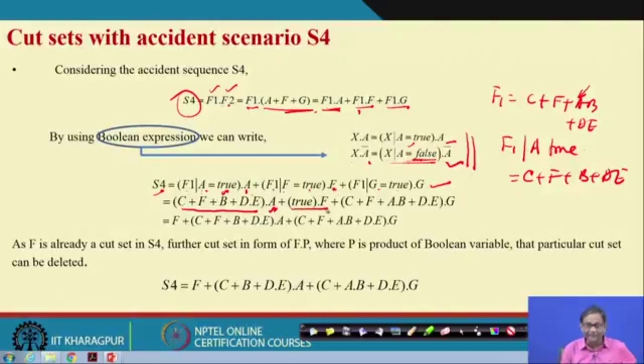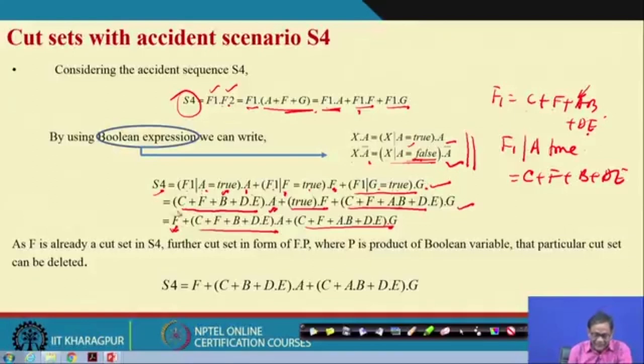Now, F1 given F true into F, this is basically true. So you are writing true F, because here F is there, F is also true. Now, the third one, what will happen? F1 given G equal to true into G. Here you see C plus A plus AB plus D, there is no G, the same thing is there multiplied by G. So, as a result, what is happening? This true F is coming as a cut set F, C plus A plus B plus D is coming like this, and this one becoming this.